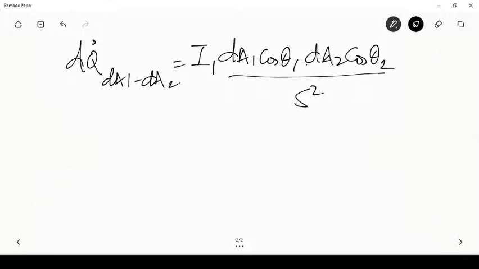Now I'll need to get an expression from elemental area 1 to elemental area 2. If I integrate this over the areas A1 and A2, I'll basically get the energy that is arriving on surface 2 from surface 1. The total energy that is leaving surface A1 we can calculate by integrating this over area A1.